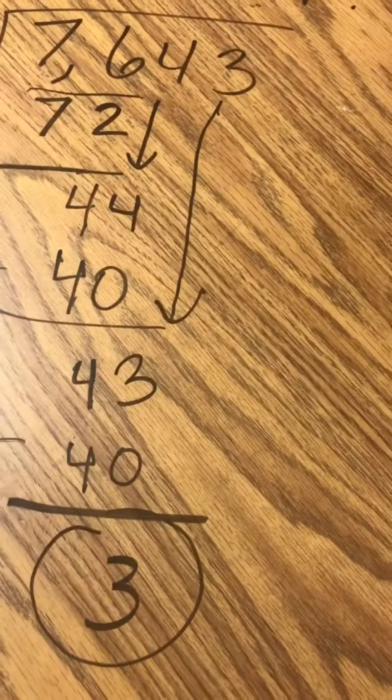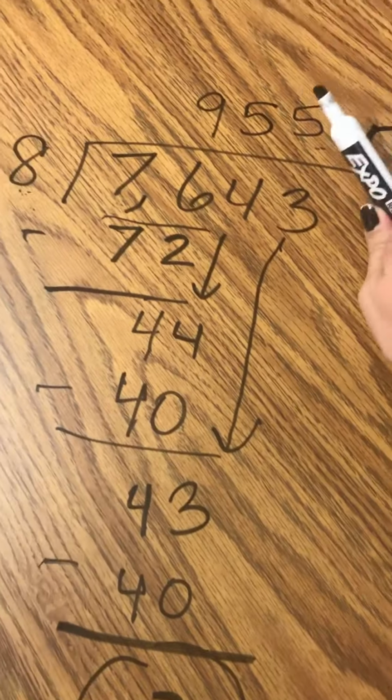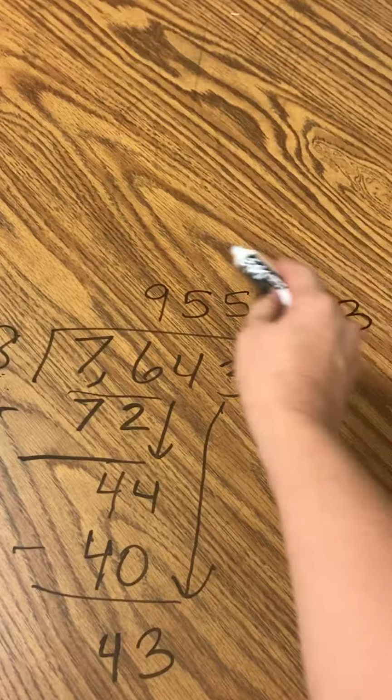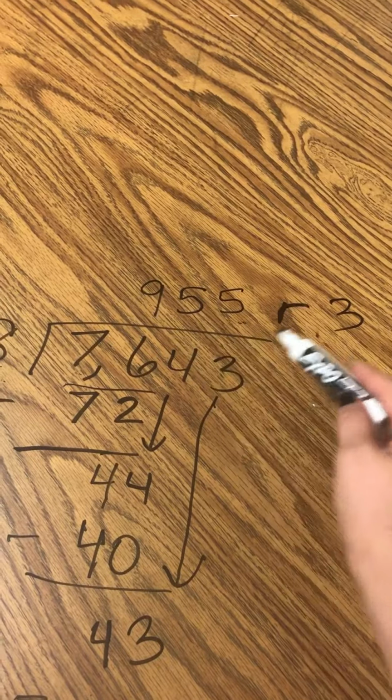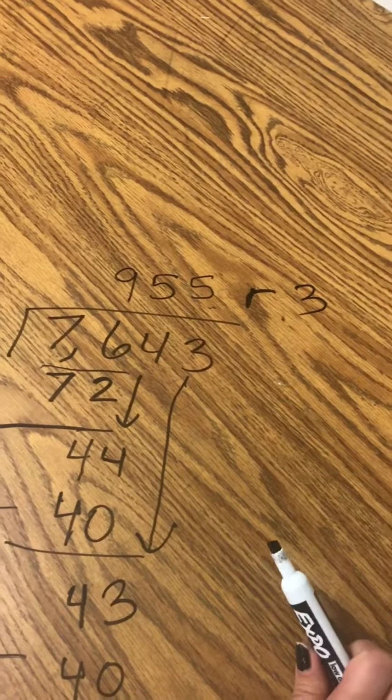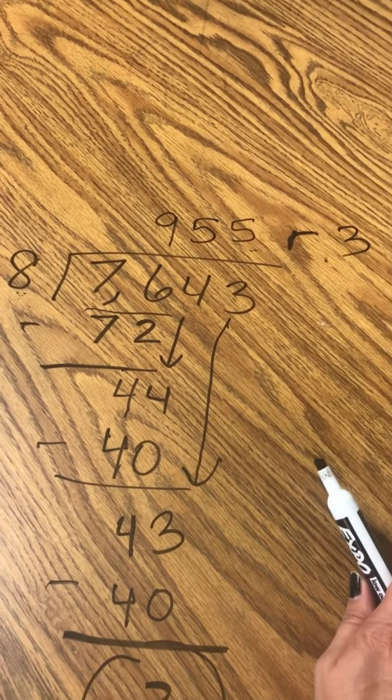Remainder of 3. And I made a mistake earlier when I said that this was our dividend. I apologize for that. This is our quotient. So our quotient is 955 with a remainder of 3.